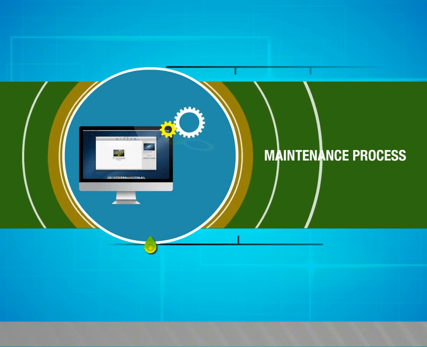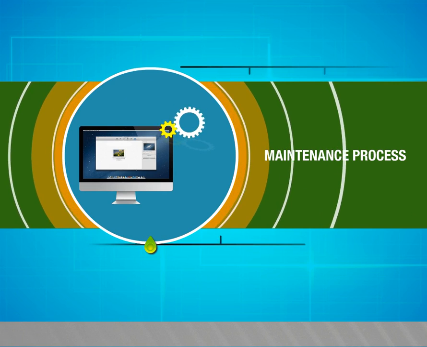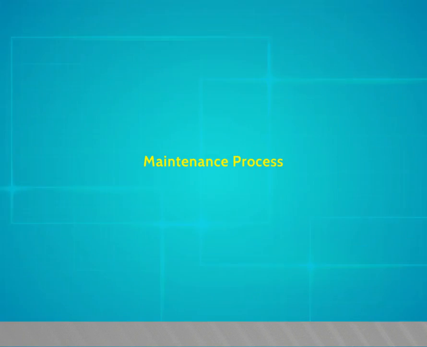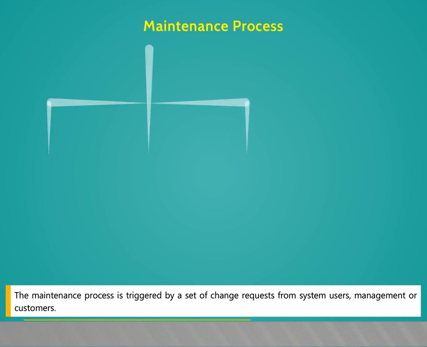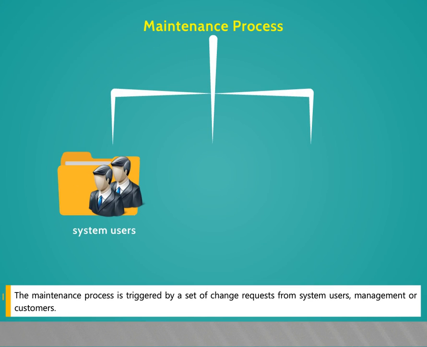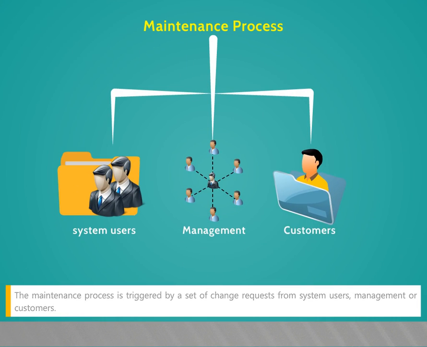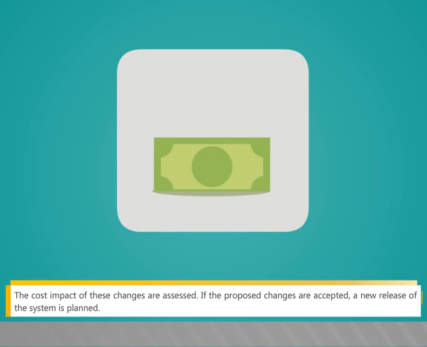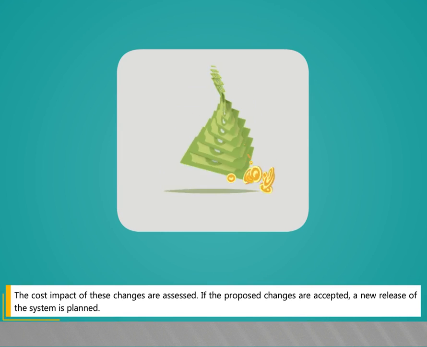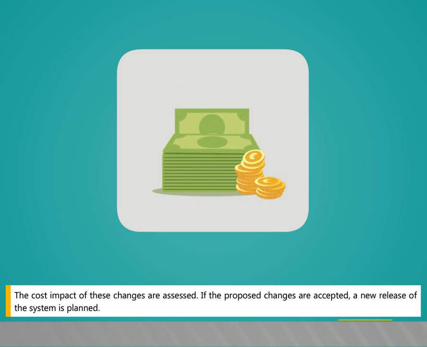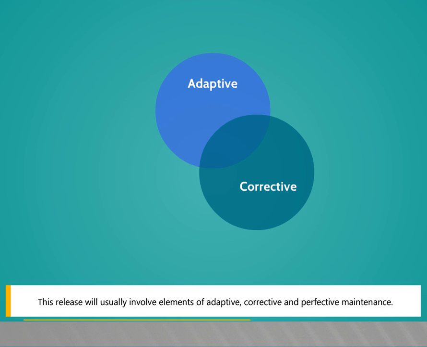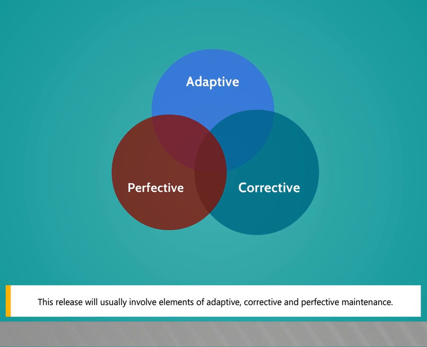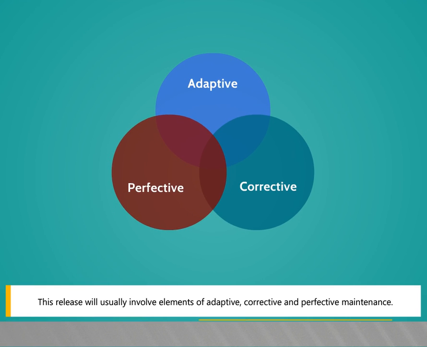Maintenance process. In this video, we are going to see about maintenance process. The maintenance process is triggered by a set of change requests from system users, management, or customers. The cost impact of these changes are assessed. If the proposed changes are accepted, a new release of the system is planned. This release will usually involve elements of adaptive, corrective, and perfective maintenance.